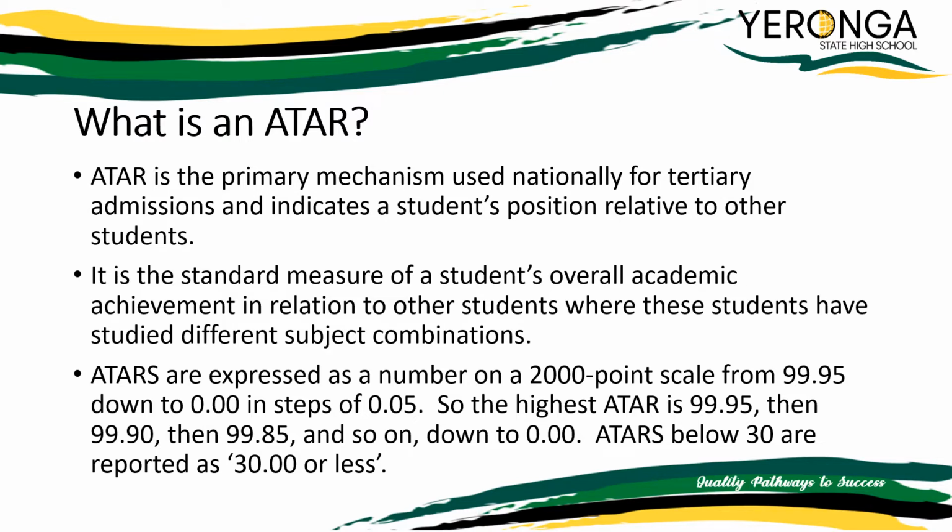studied different subject combinations. ATARs are expressed as a number on a 2,000-point scale from 99.95 down to 0.00 in steps of 0.05. So the highest ATAR is 99.95, then 99.90, then 99.85, and so on down to 0.00. ATARs below 30 are reported as 30 or less.